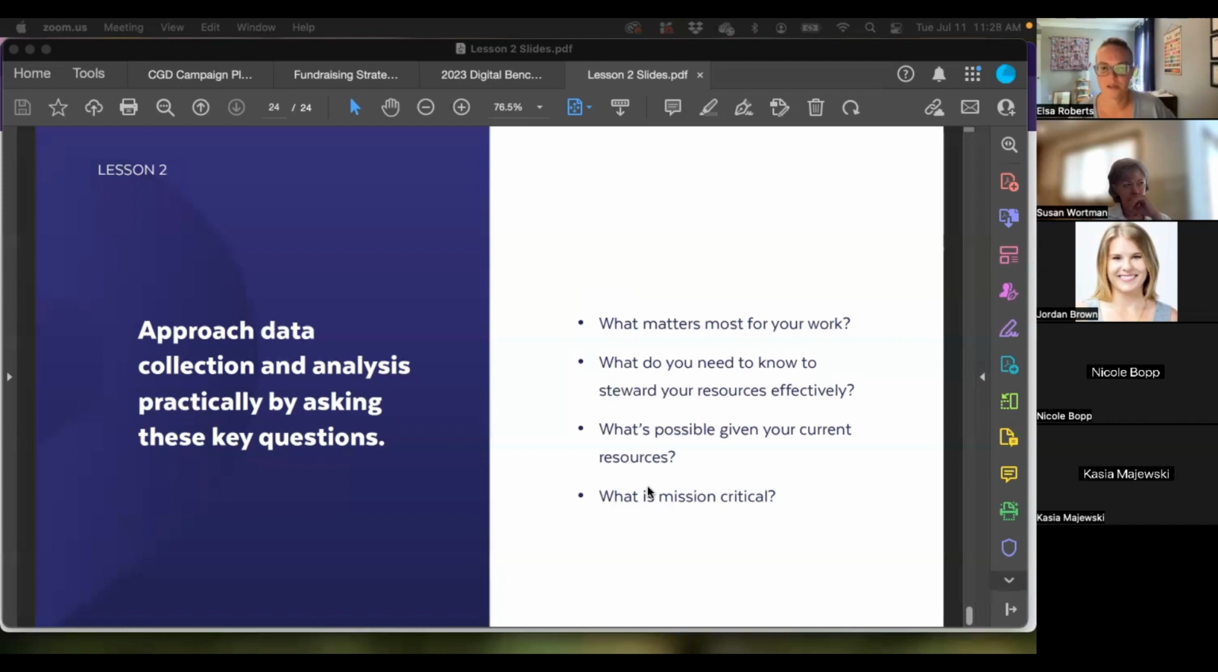And then that gets to the final question, which is, what's really mission critical? What do you really, really need to know in order to accomplish the work that you're doing? Those are the things that I would really think about and consider.